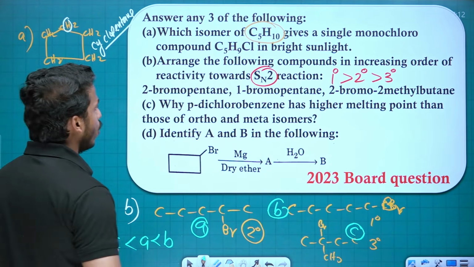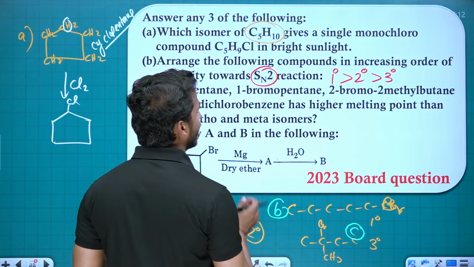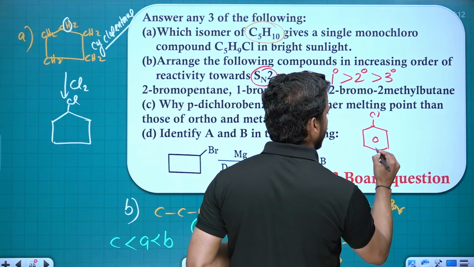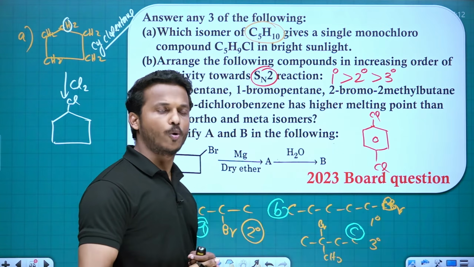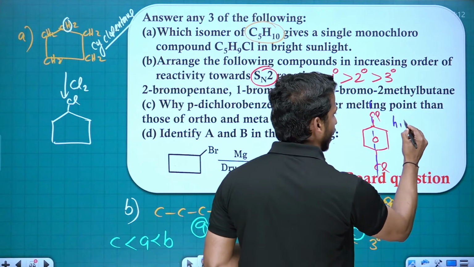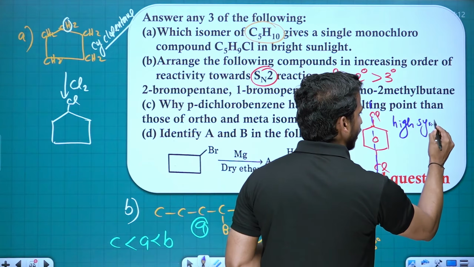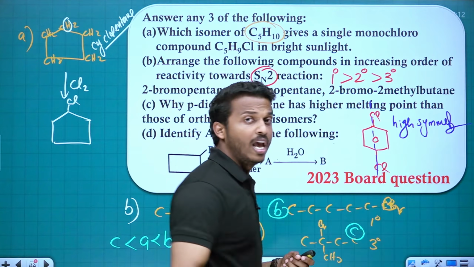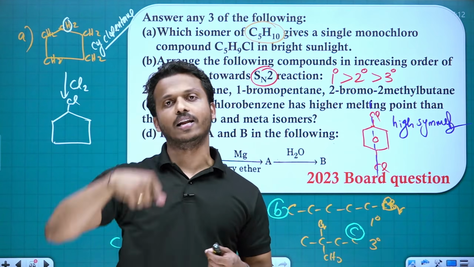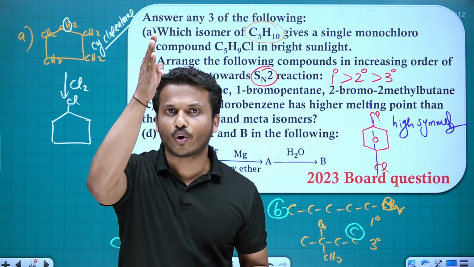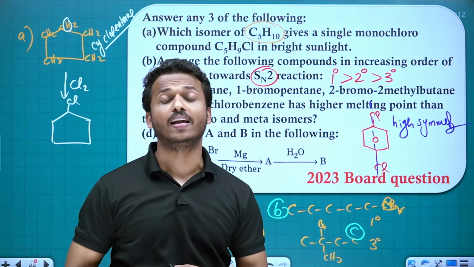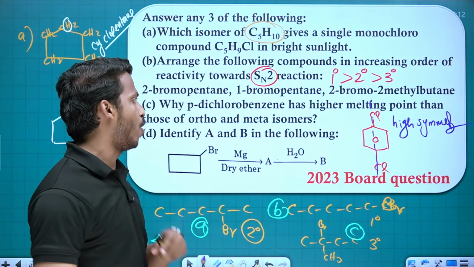And C question: why does para-dichlorobenzene have a high melting point? We know this is a repeated question in many years. This is para-dichlorobenzene, which has high symmetry. Because of high symmetry, it can fit in the crystal lattice tightly. Therefore, it has a high melting point.